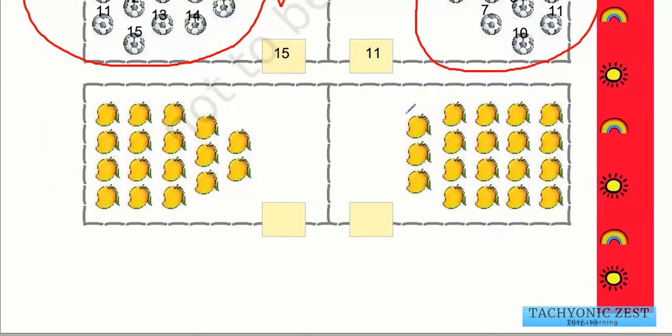These are few mangoes here. Okay, now please pause the video and try to solve this question. Please try to tick the group which has more number of objects. Okay, now we will see the solution.